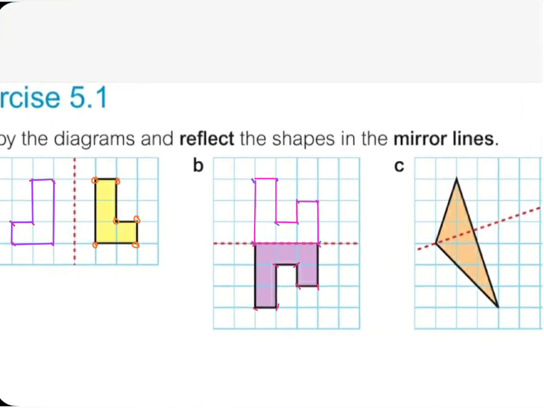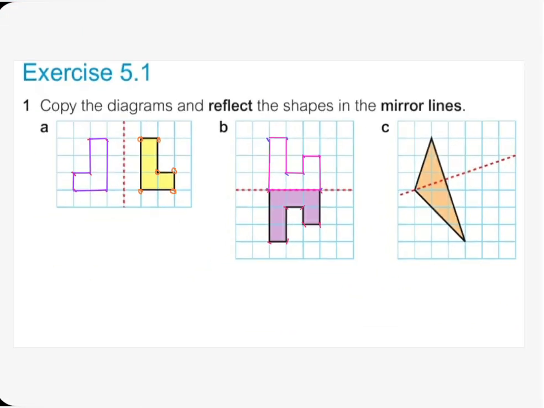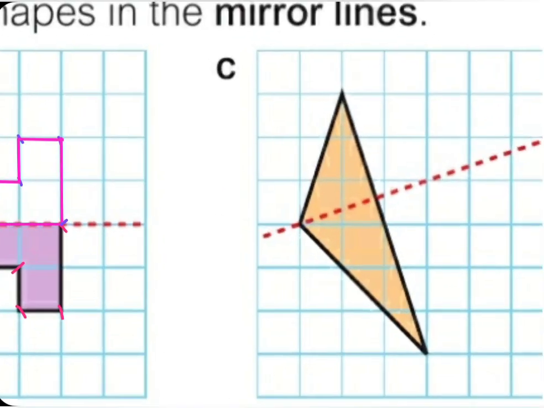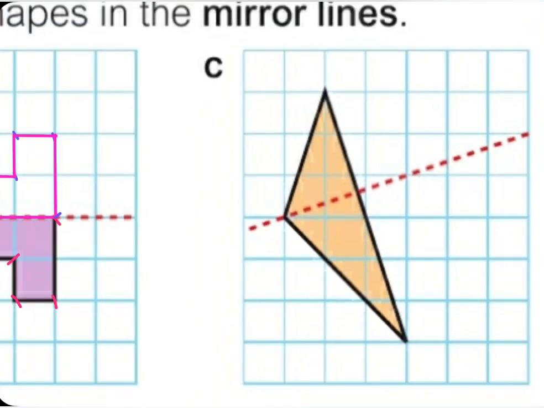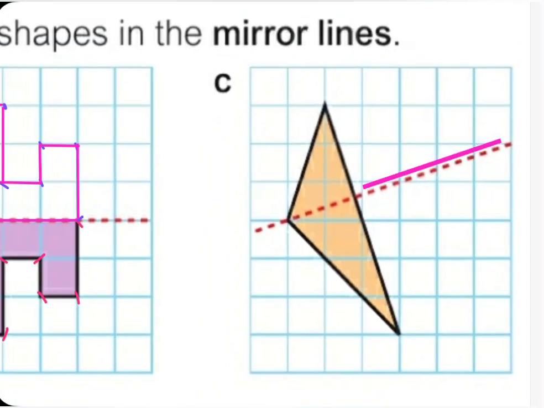Now let's take a look at question C. Questions A and B are easy to draw or easy to reflect. Question C might be tricky. So let's focus on question C. In question C, we have a mirror line which is in the middle of the shape itself. So we have to focus. First thing we do, we put the points for the shape.